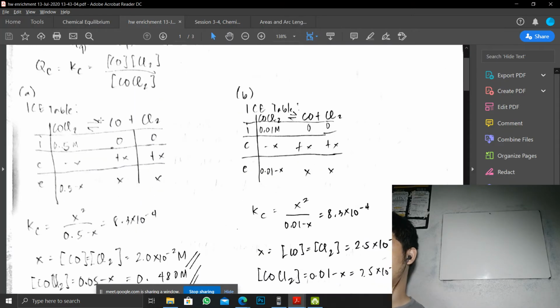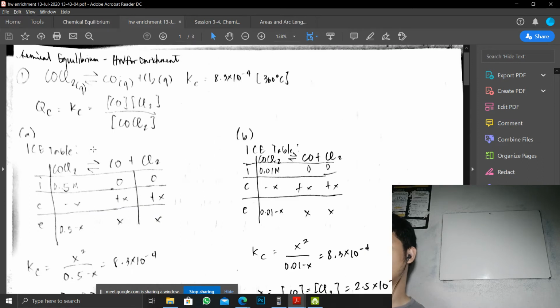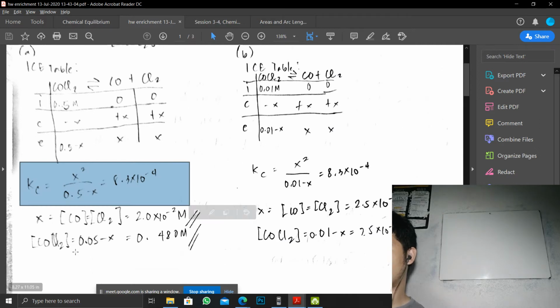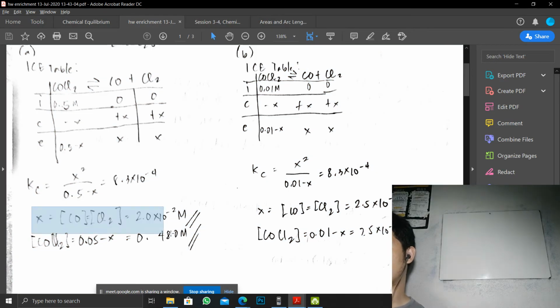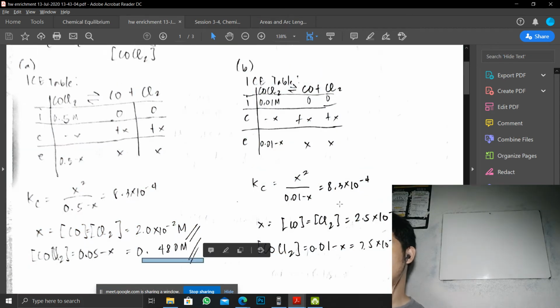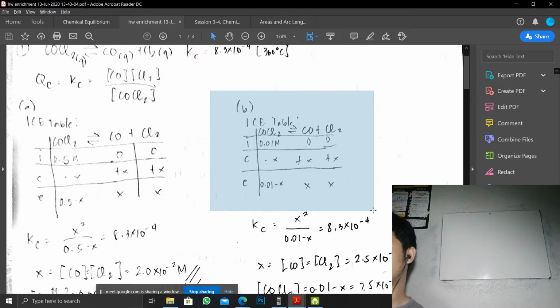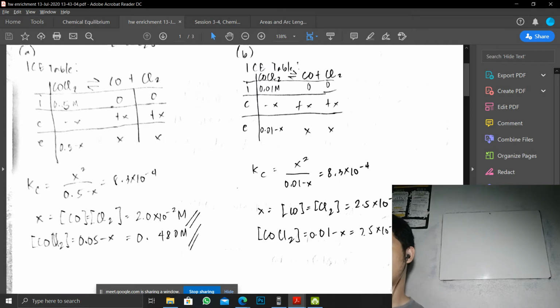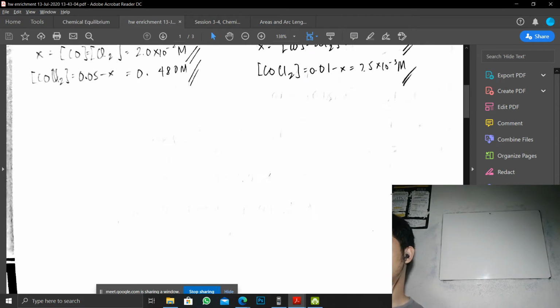So, for letter A, 0.5 moles ng 5 moles of COCl2. So, creating the ICE table. Ayan, this is our reaction quotient. Creating the ICE table, we get this. Then, Kc equals this one. By the solve function ng calculator, x equals that one. Then, COCl2 equals that at equilibrium. Okay, that's straightforward lang. For letter B, similar lang din. Ngayon, 0.1 moles lang. So, same thing. Solve for x and find the equilibrium concentrations.